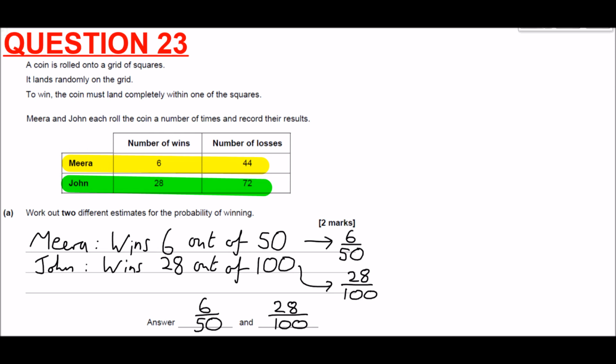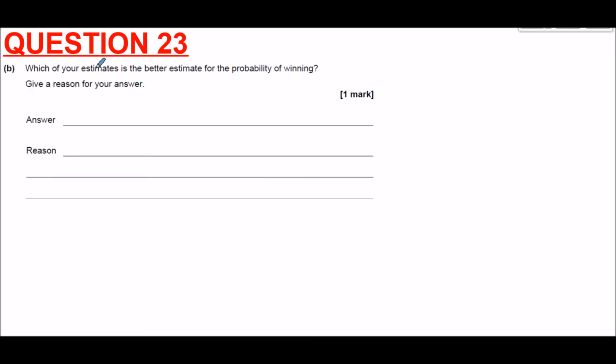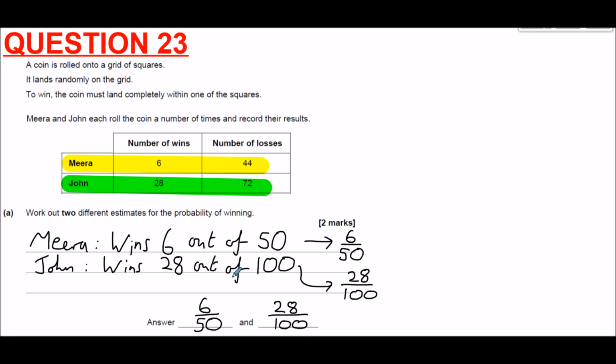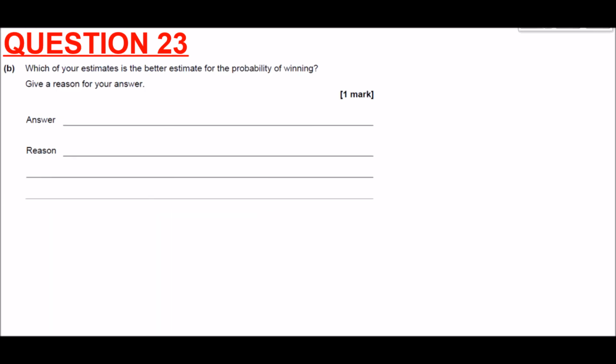Now, for part B, it says which of your estimates is the better estimate for the probability of winning. So we had 2 in our case. It was Mira and John. Now John's estimate will be more reliable. Reason being, John's played more games. The more times an experiment or a game is done, the better and more accurate the results. So the answer for this would be John's data, which is 28 out of 100.